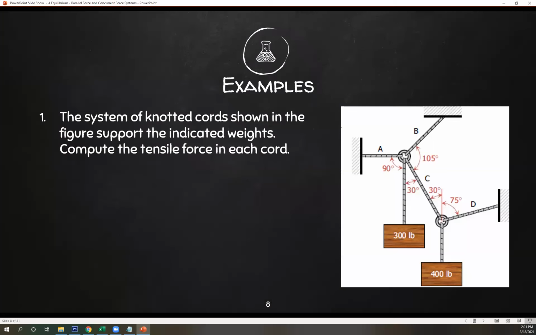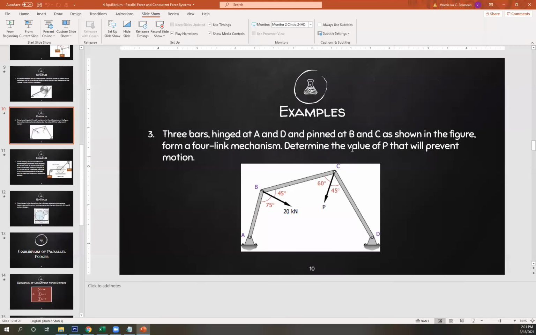The system of knotted cords shown in the figure support the indicated weights. Compute the tensile force in each cord. The tensile force. Let me just get this figure. I wasn't able to copy it.